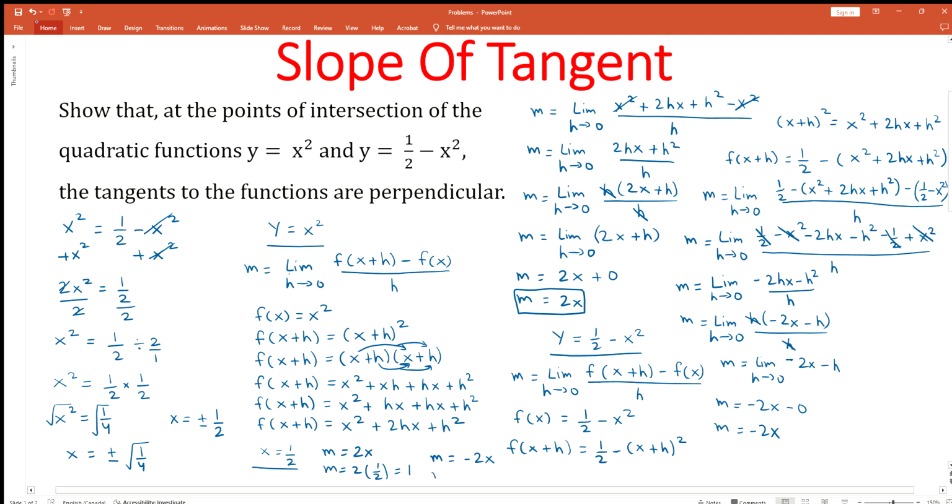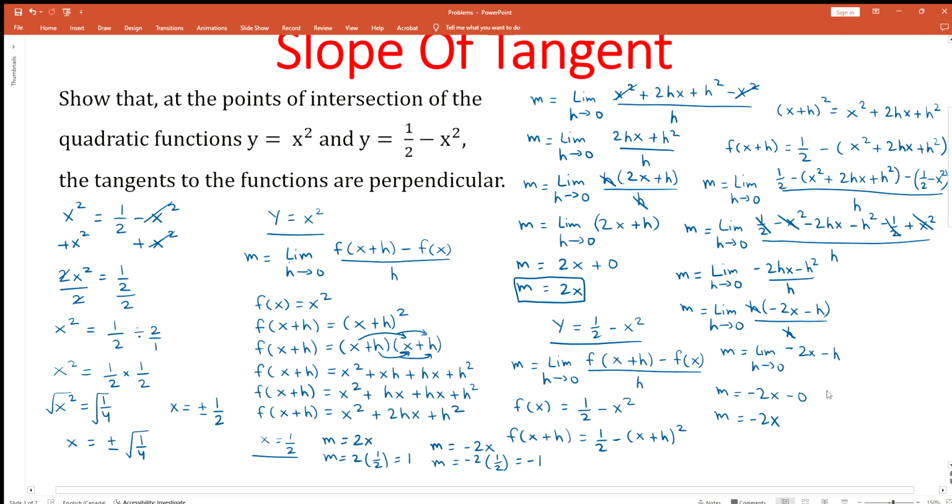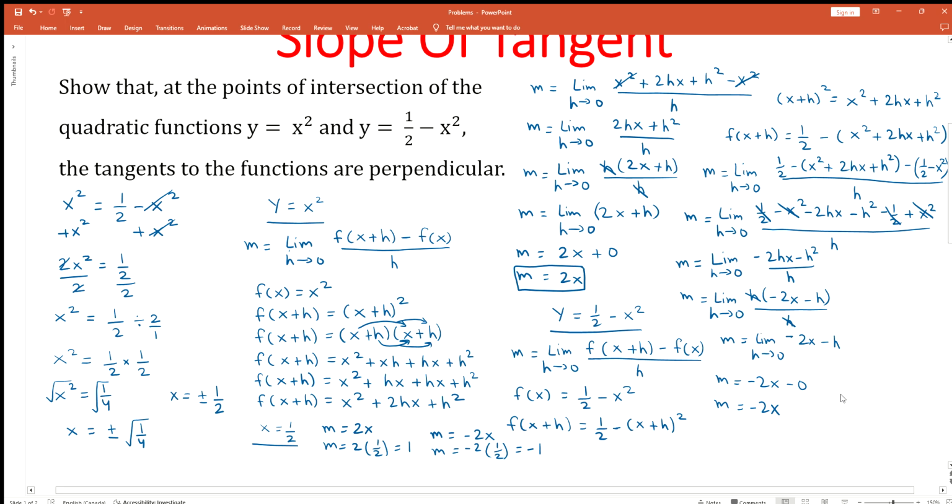We should sub in x as 1 over 2. Negative 2 times 1 over 2 is equal to negative 1. So the slopes of the tangents are 1 and negative 1. These two slope values are negative reciprocal of each other. That proves that the tangents are perpendicular at x equals half. Now we can do the check for x equals negative half.